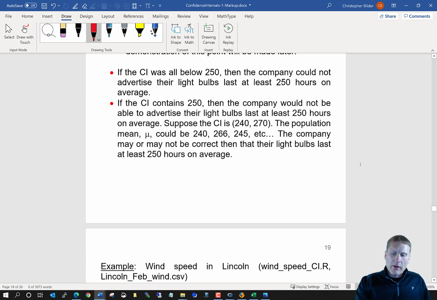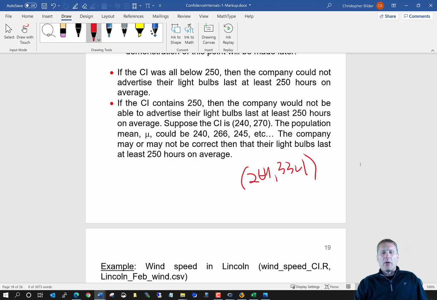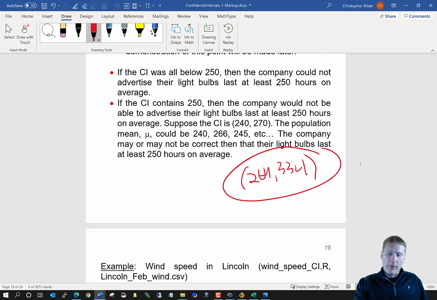Now, our interval again was 264 to 334, the mean lifetime of these light bulbs. Let's say, though, instead the confidence interval was all below 250. Then the company could not advertise that their light bulbs last at least 250 hours on average. The reason is that our evidence from our sample, let's say it was 230 to 240, now says the mean is somewhat lower than that, so we can't advertise it.